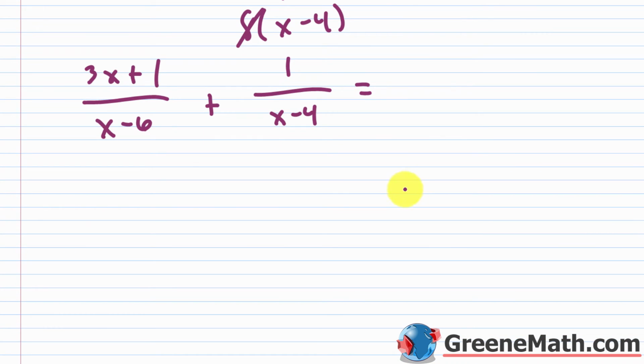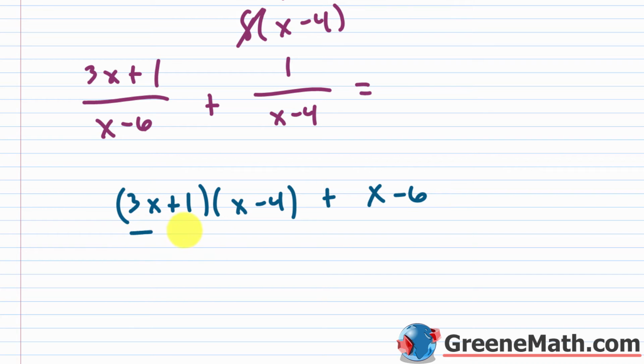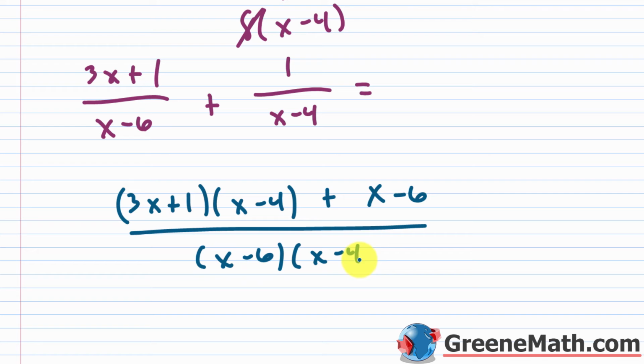So let's come down here. Again, we have a situation where the LCD is just the product of the two denominators. So I'm going to multiply this numerator here, this 3x plus 1, by this denominator here, this x minus 4. Make sure to wrap this in parentheses because you're multiplying these two quantities. Let me go plus. I'm going to take this 1 here and multiply it by this denominator. So just x minus 6, because 1 times anything is just itself. Then put this over the LCD, which is x minus 6, this quantity, times the quantity x minus 4.